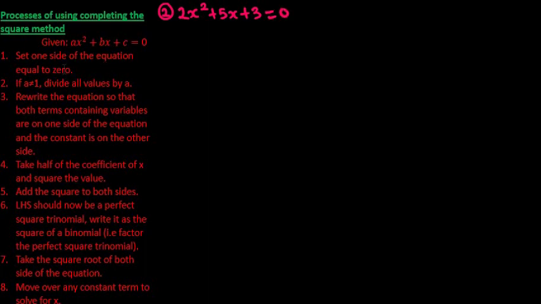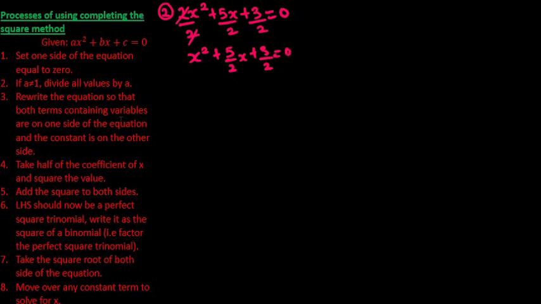Rule number 2, if a is not equal to 1, divide all values by a. Now a in our question here is 2, which is the coefficient of x squared. So we divide all values by 2. Over 2, over 2, over 2. 2 into 2 is 1. So we'll have x squared plus 5 over 2 x plus 3 over 2 equal to 0.